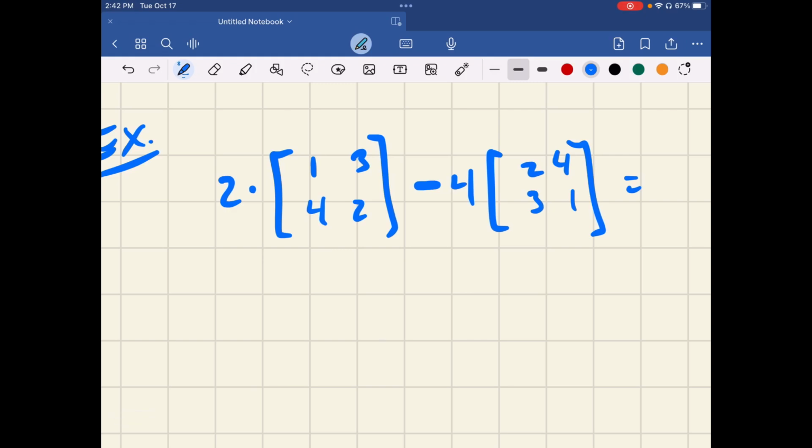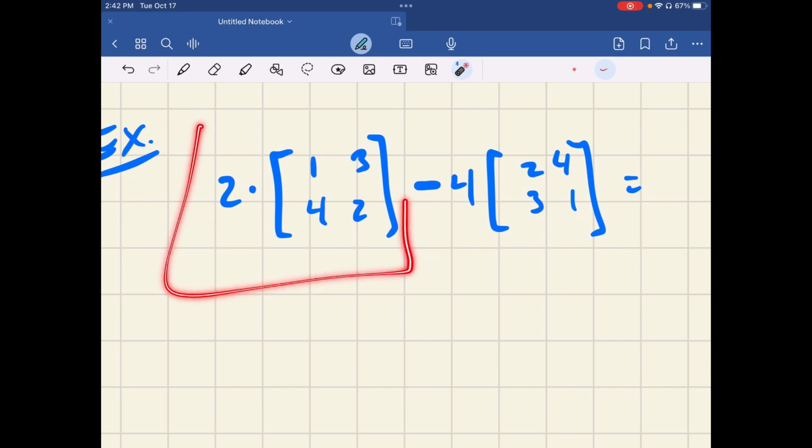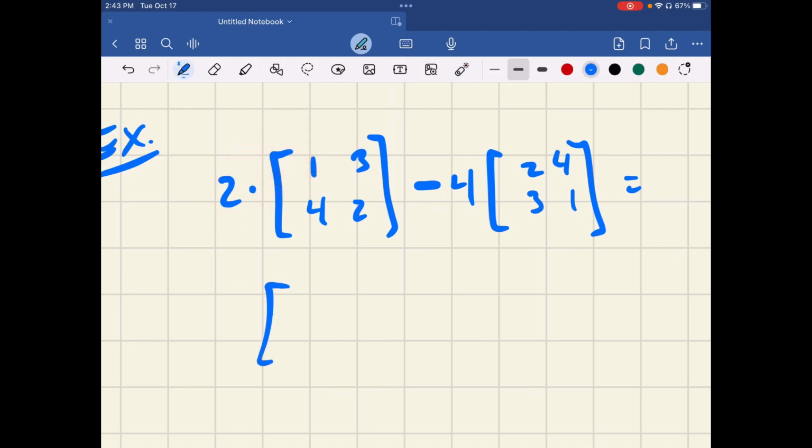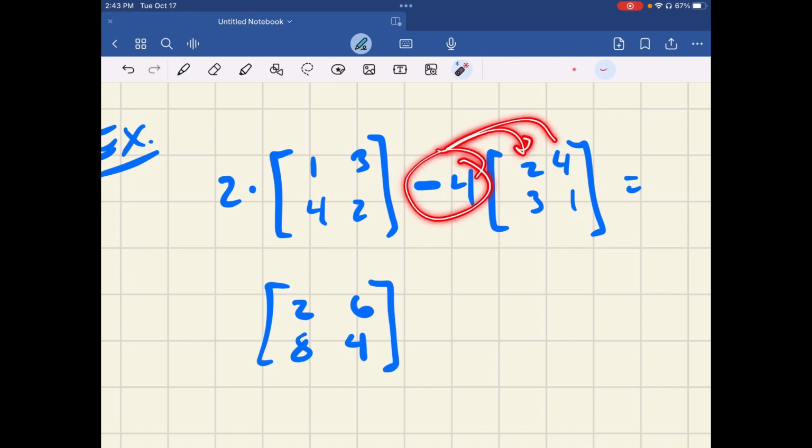All right, now that you've had a chance to do this on your own, we're going to see that it looks complicated, but if I break it down, let's just look at this first part right here. I have this 2 on the outside, and all that is scalar multiplication. So I'm going to take my matrix and multiply everything by 2. So I have 2, 6, 8, and 4. That's when I distribute that 2 out. Then I'm going to take the -4 and distribute that out to all of those.